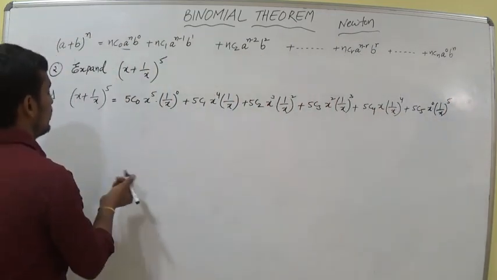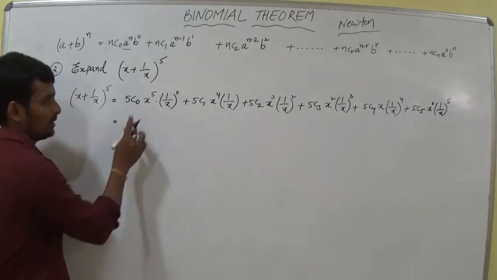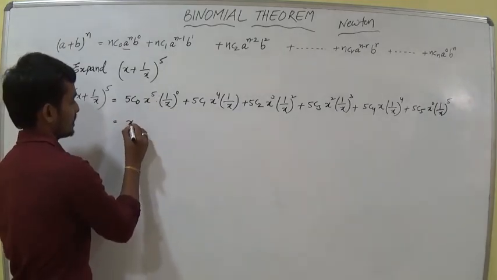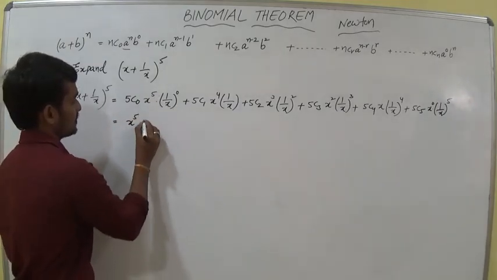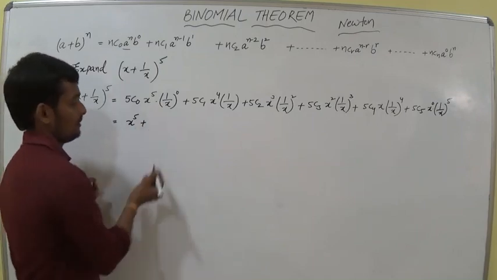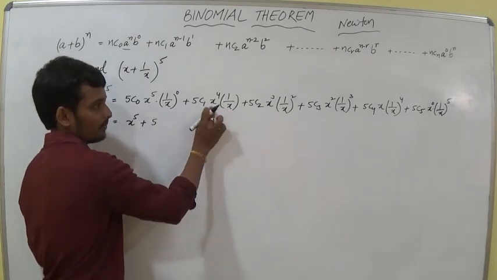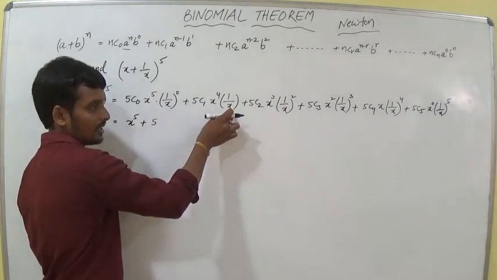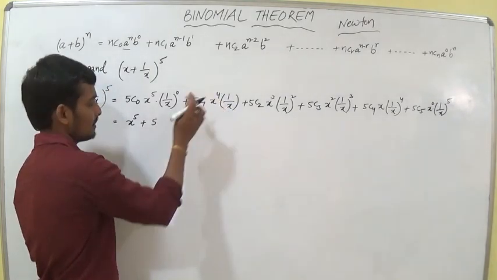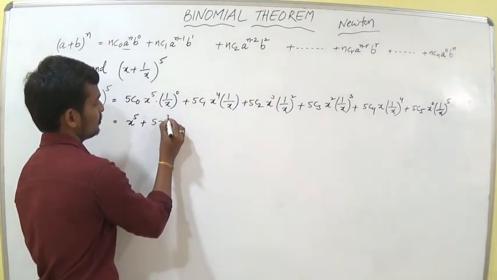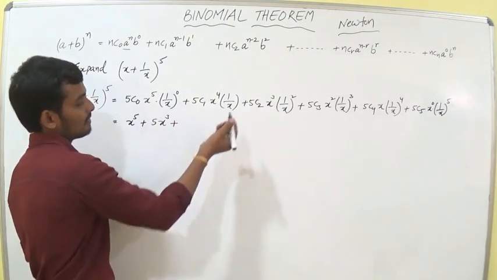Okay. The value of 5C0 is 1, so x power 5. Plus 5C1 is 5, here x to the power of 4, here 1/x. If you multiply these two, x to the power of 4 by x, x cancels with x power 4 three times. So this is 5x cube. Plus, what is the value of 5C2?